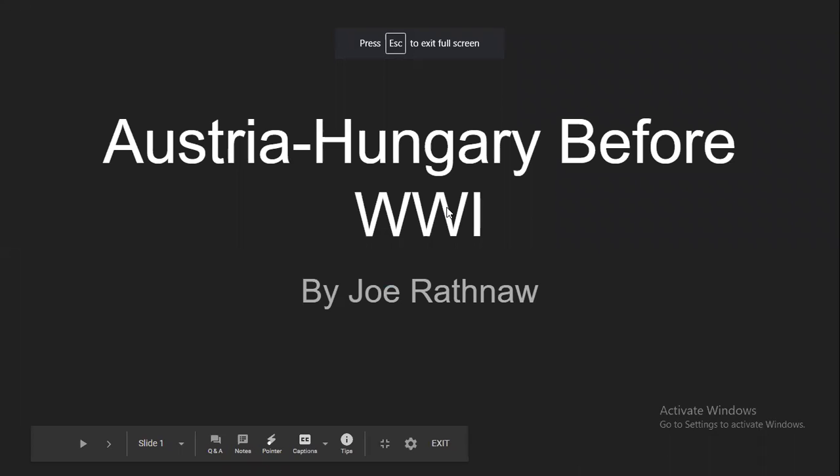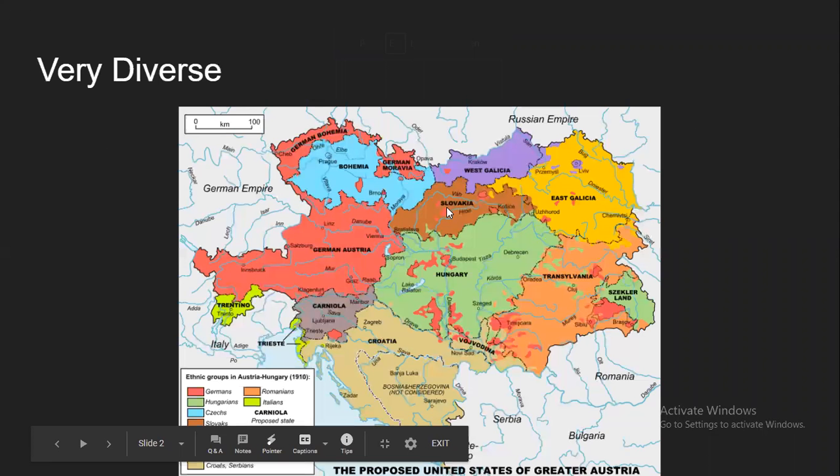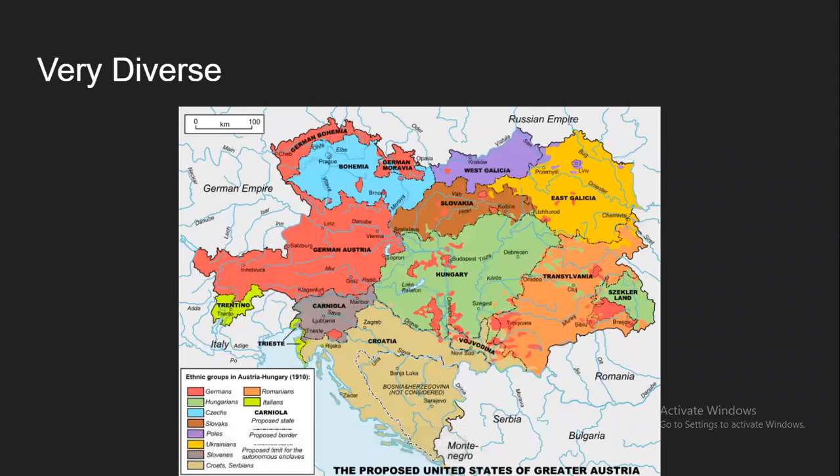Okay, so this is a presentation on Austria-Hungary. We're going to start off with just a map of the country and what it looked like in 1910, right before World War One. The main thing you want to take away from this map is that it's very distinctly ethnically diverse. You can see that there are over 10 distinct ethnic groups and they're all very interwoven, and this diversity within the empire is going to come into play a lot later in the narrative.